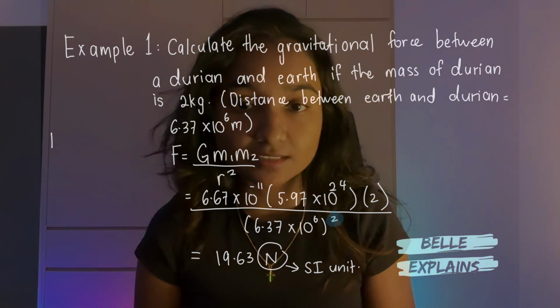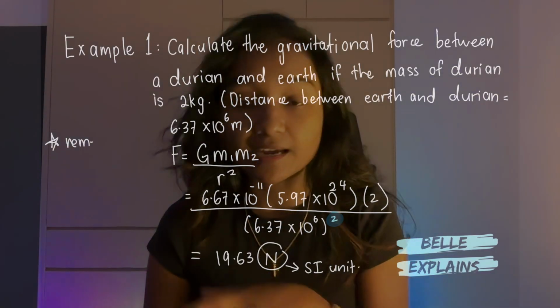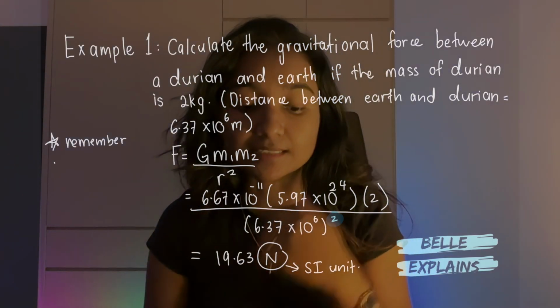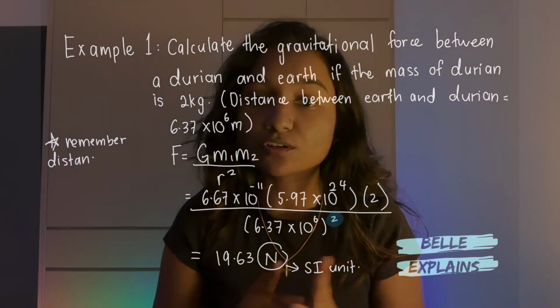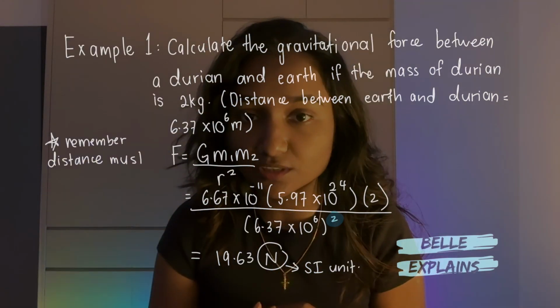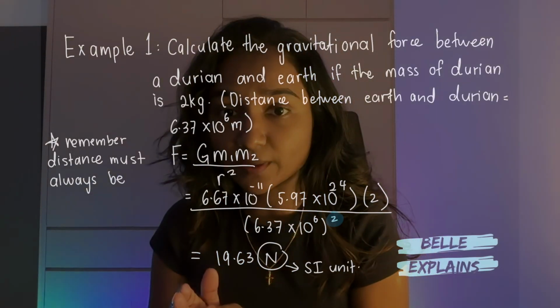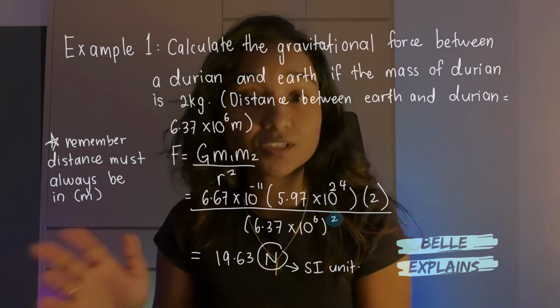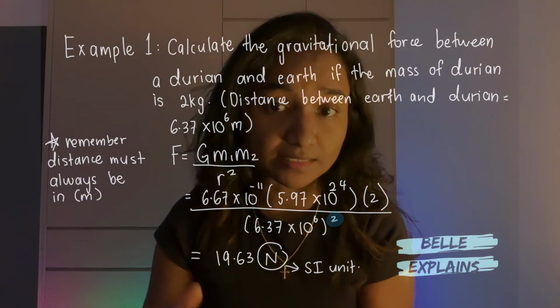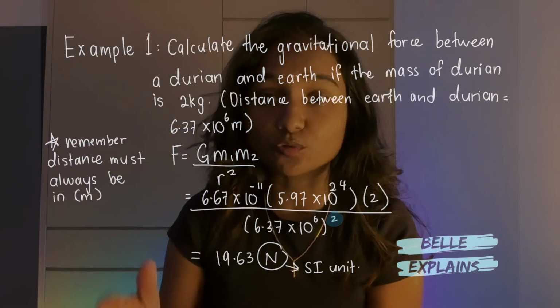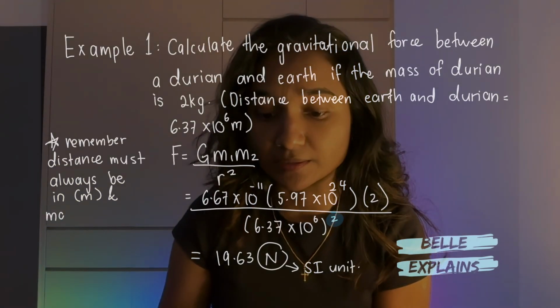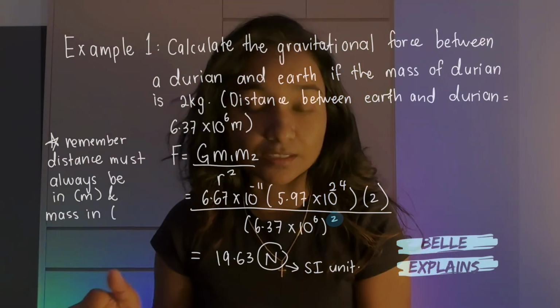When you calculate your answer using a formula, make sure that everything that you substitute in there is in SI units so that it doesn't get confused. Because our gravitational constant here has all the SI units, which is Newton meter square per kg square. So your distance has to be in meters, it cannot be in kilometers. And your mass has to be in kg, it cannot be in g. Okay, so you have to be aware of that kind of thing.